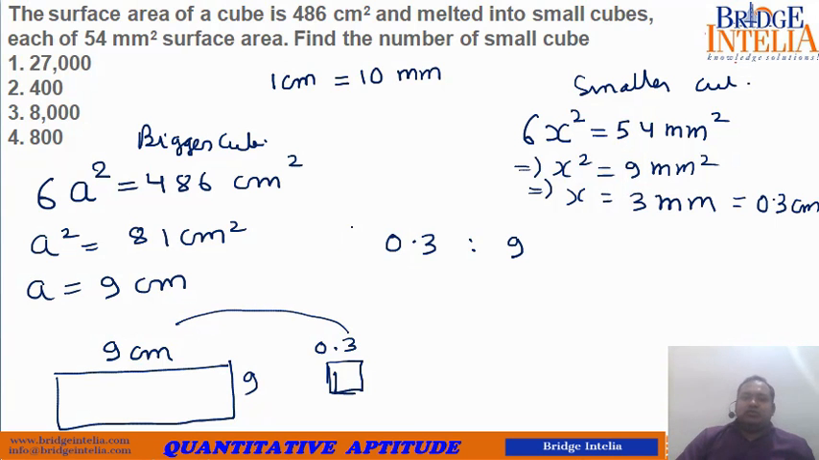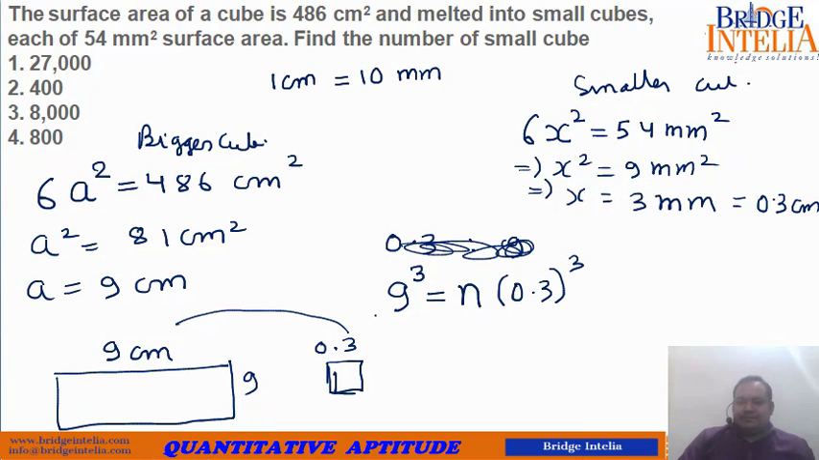So how many smaller cubes? That means volume has to be the same. So you can say that 9 cube is equal to n times 0.3 whole cube, where n is the number of small cubes created. This is the volume of the large cube. This is the volume of the smaller cube. So from here you can see that n is equal to 9 by 0.3 whole cube.